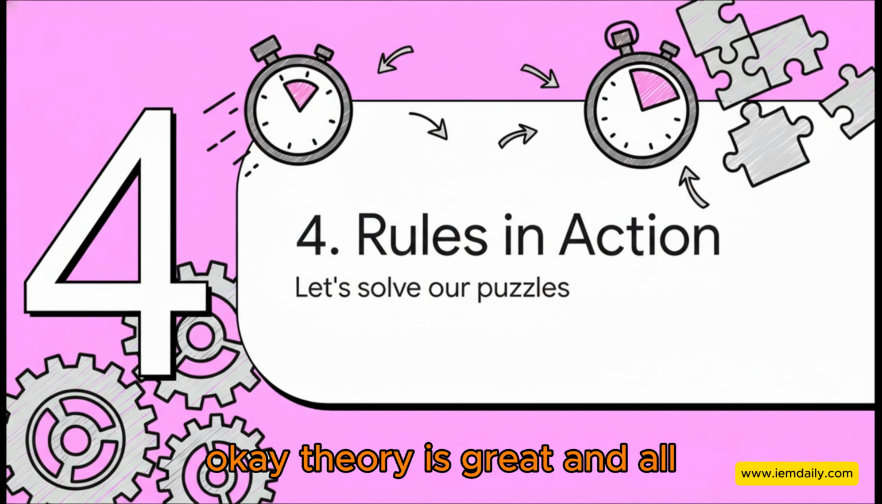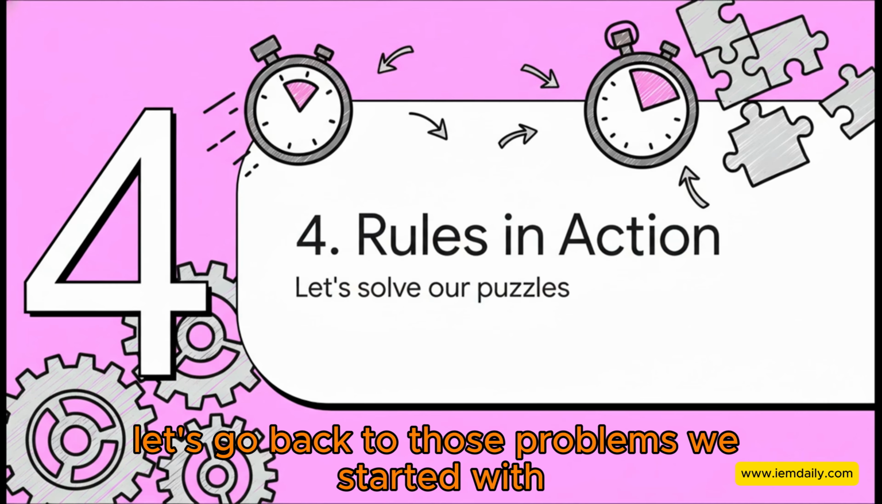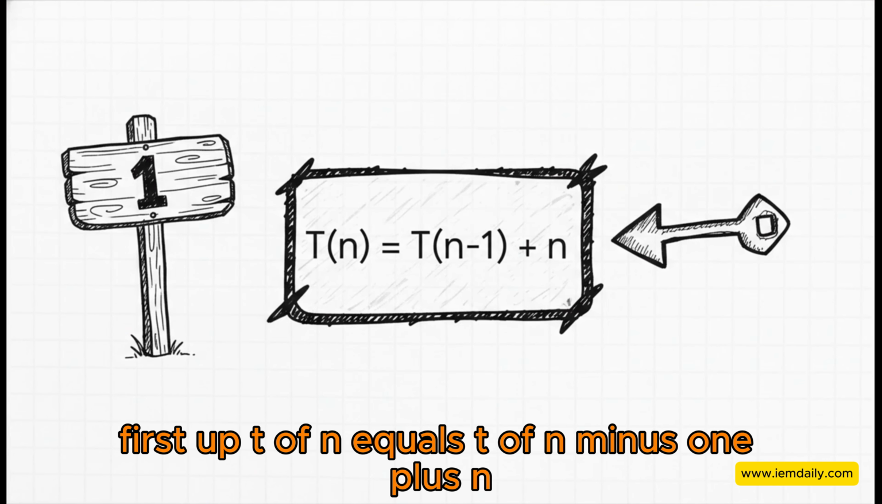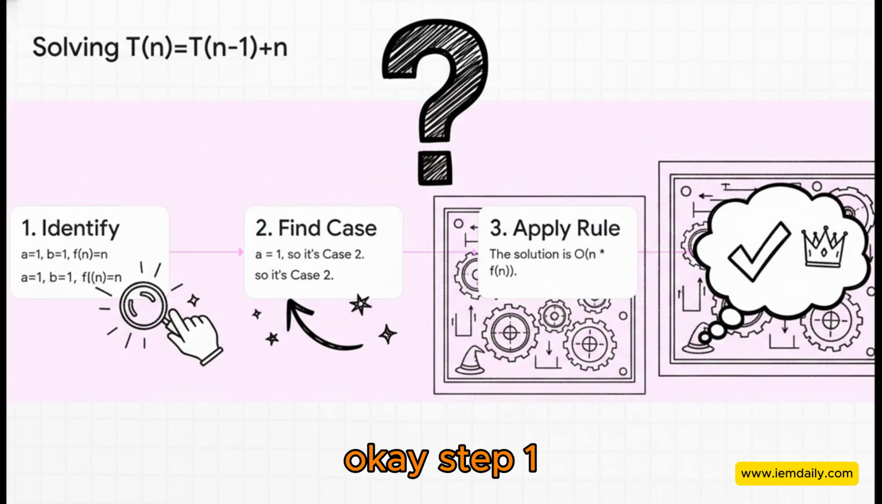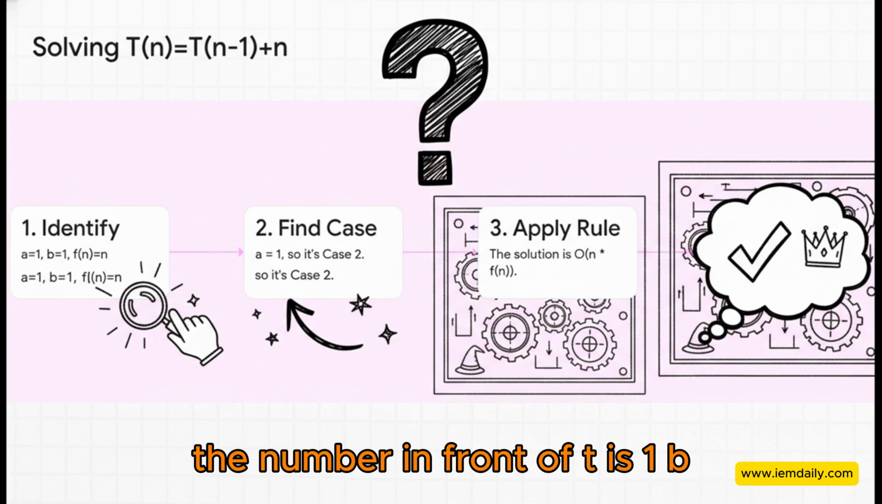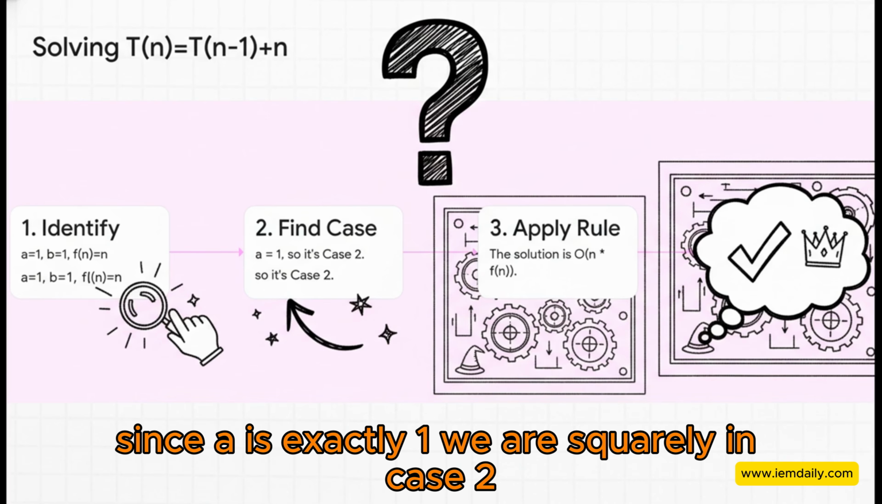Okay, theory's great and all, but let's see this thing in action, right? Let's go back to those problems we started with and see if we can solve them in like seconds. First up, T of n equals T of n minus 1 plus n. Let's run it through our system. Okay, step 1. What are our parameters? Looking at the formula, a, the number in front of T, is 1. b, what we're subtracting from n, is also 1. And our f of n is just n. Since a is exactly 1, we are squarely in case 2.